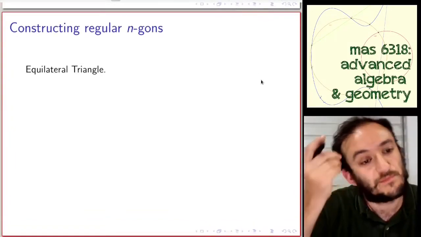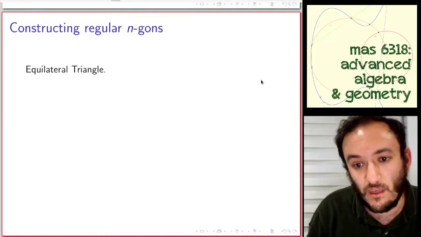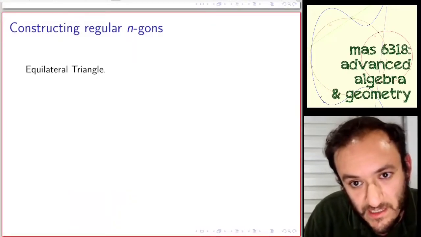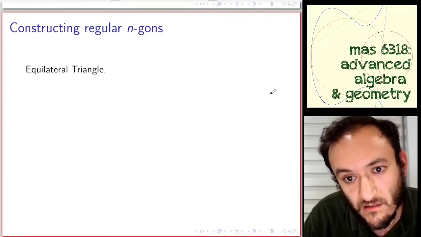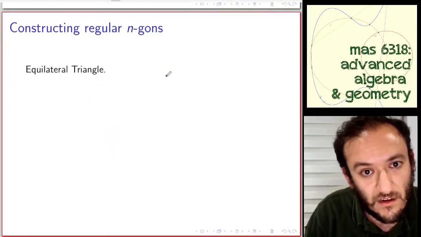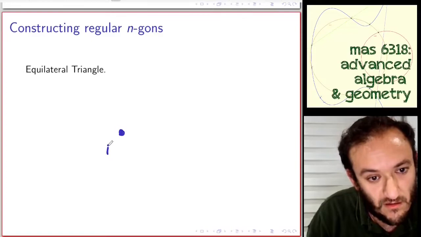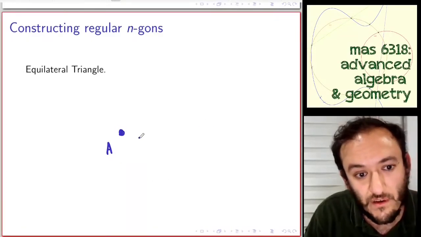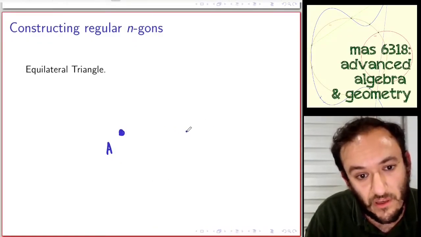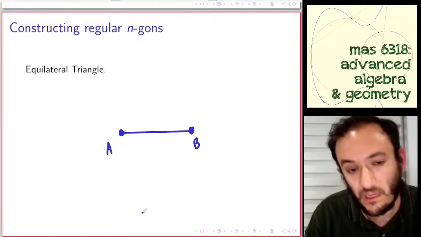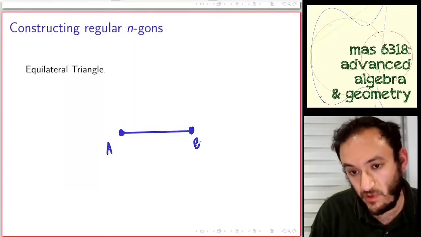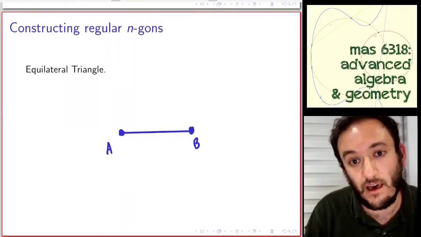Okay, the first one will be the equilateral triangle. And this one is pretty easy. So we have a point. Let's start with a point A. Okay, so let's say we also have a point B. And we want to build an equilateral triangle that has AB as one of its sides.